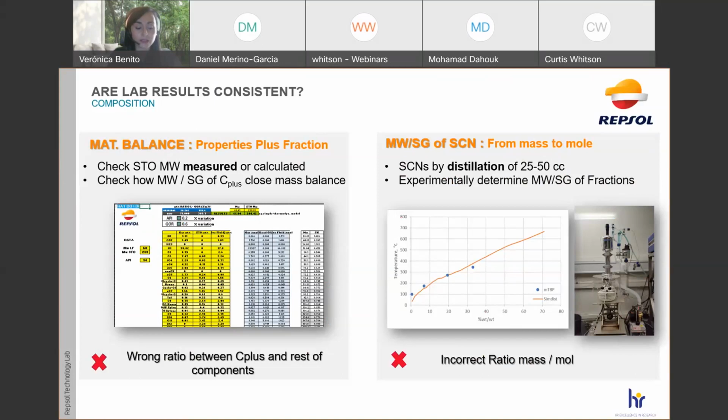On the other hand, on the right side, we include that it's necessary to assure that proper single carbon number properties are considered to calculate the mole fraction from the mass fraction. No? In case it's possible, we highly recommend performing a micro distillation using very low amounts of liquid, just only 25, 50 cubic centimeters, in order to determine experimentally the real molecular weights of the fractions, reducing the uncertainty in the molecular weight and also in the molar composition. Here we show you a picture of the microdistillation we have in our Repsol Technology Lab, and an example of the results we have with it.